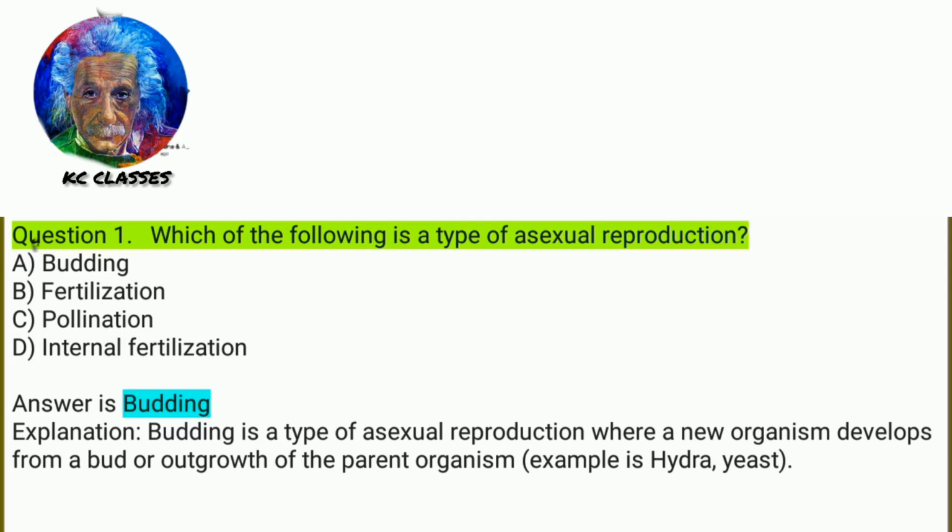Question 1. Which of the following is a type of asexual reproduction? A. Budding. B. Fertilization. C. Pollination. D. Internal fertilization. Answer is budding. Explanation: budding is a type of asexual reproduction where a new organism develops from a bud or outgrowth of the parent organism. Example is hydra, yeast.